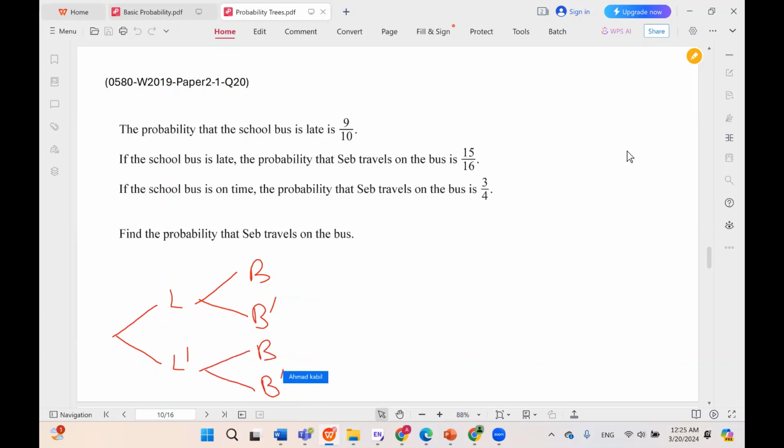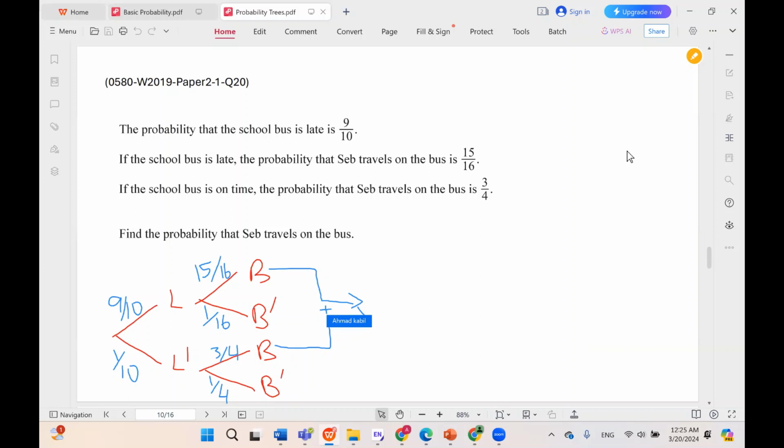Now the probability that the school bus is late is 9/10. So this here is 9/10 and this here is 1/10. Now, if the school bus is late, the probability that he uses the bus is 15/16. So therefore, the probability here is 1/16. And then if the school bus is on time, the probability of using the bus is 3/4, and therefore this is here 1/4. We want the probability that he travels on the bus, so we want these two events together.